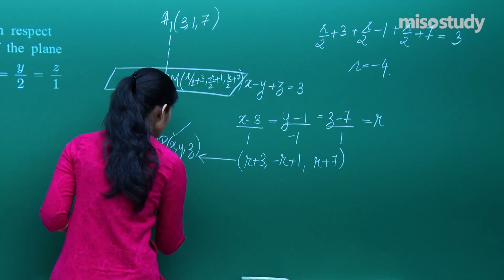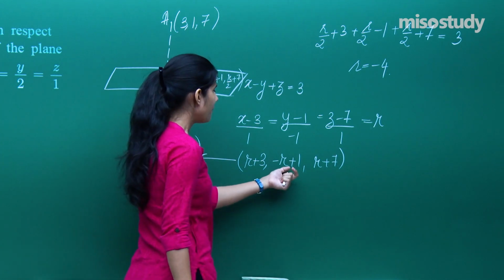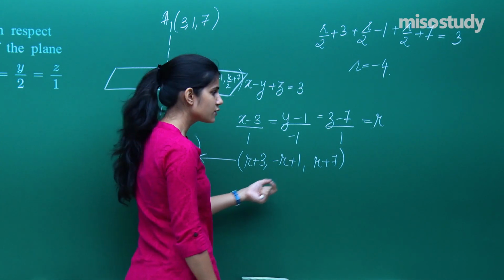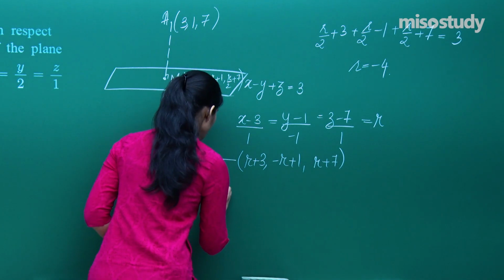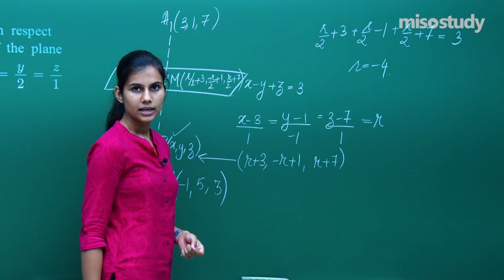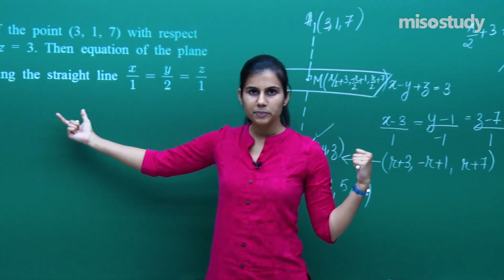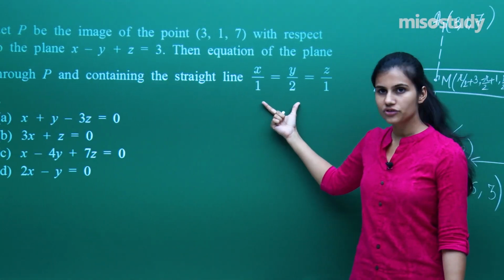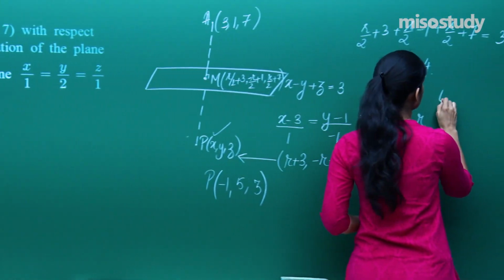What will be the coordinates of P? r is minus 4, plus 3, so minus 1. Minus of minus 4 is 4, 4 plus 1 is 5, and minus 4 plus 7 gives you 3. Now the equation of the plane passing through this point P that we have obtained and containing this straight line is something very, very easy. What is the equation?